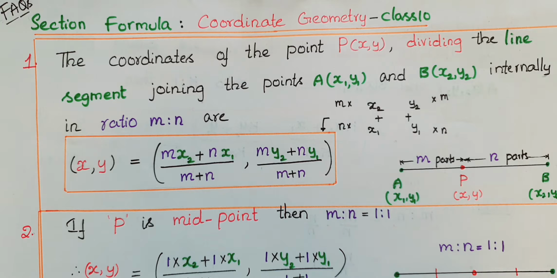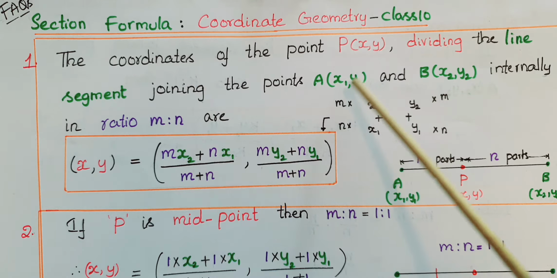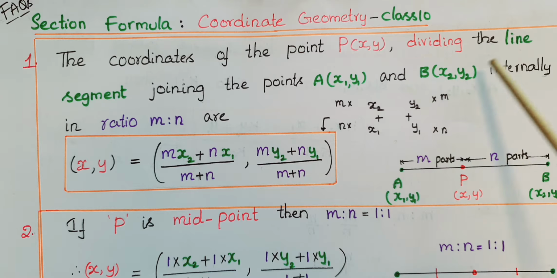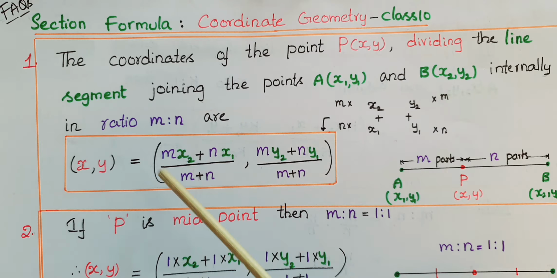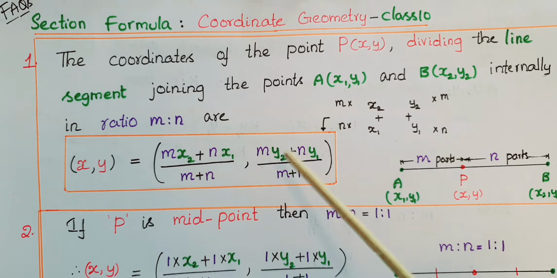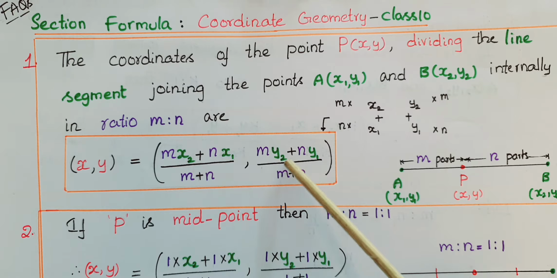Hello everyone. Today I am going to tell different types of problems which are based on section formula from coordinate geometry class 10. Before going to discuss the problems, please remember these points. The first one is the coordinates of the point P(x, y) dividing the line segment joining the points A(x1, y1) and B(x2, y2) internally in ratio m is to n, or (x, y) is equal to (m x2 plus n x1) by (m plus n), and the y coordinate is (m y2 plus n y1) by (m plus n).